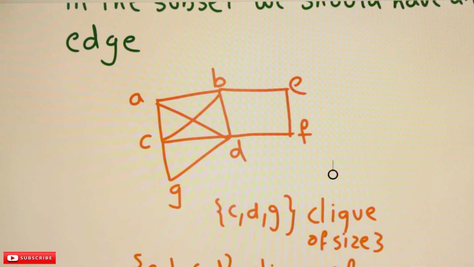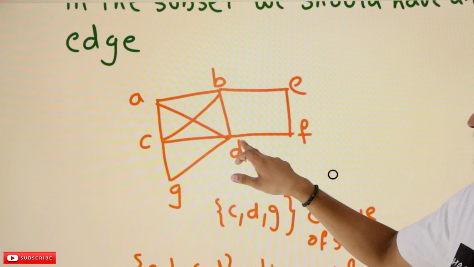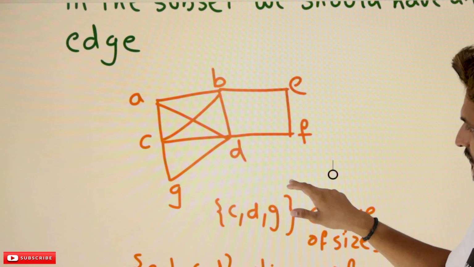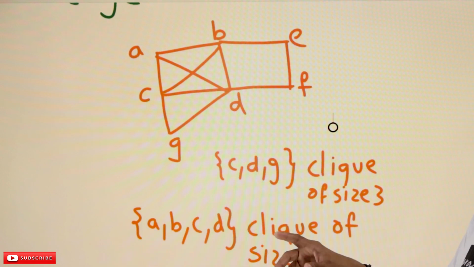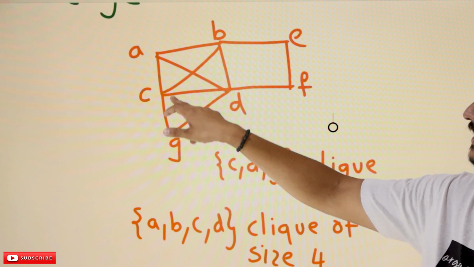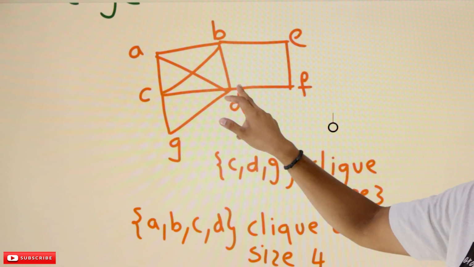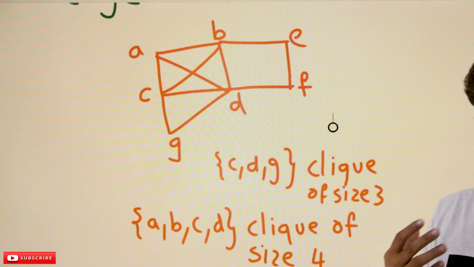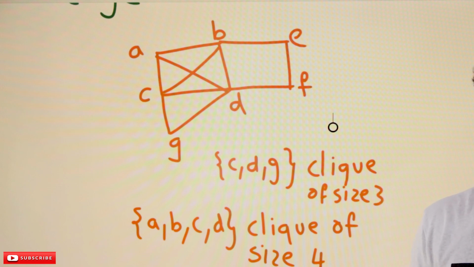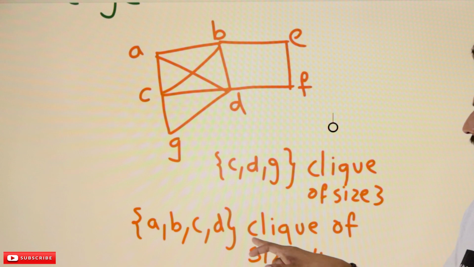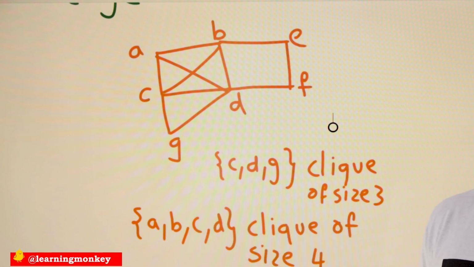Clique of size 3. Similarly, A, B, C, D is a subset of vertices in which, you take any pair of vertices, A, B, there is an edge. A, C, A, D, C, D, D, B. You take any pair of vertices, we have an edge between those two vertices. Then we say A, B, C, D is a clique of size 4. That is the definition of a clique.